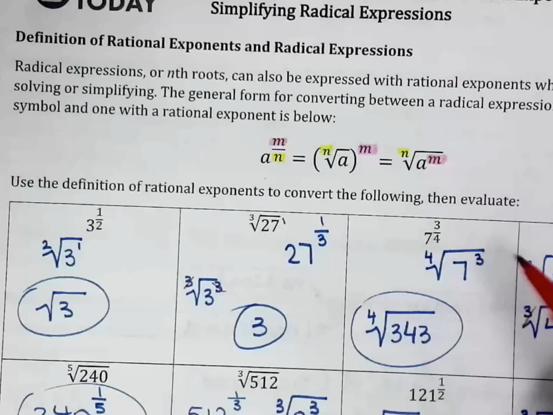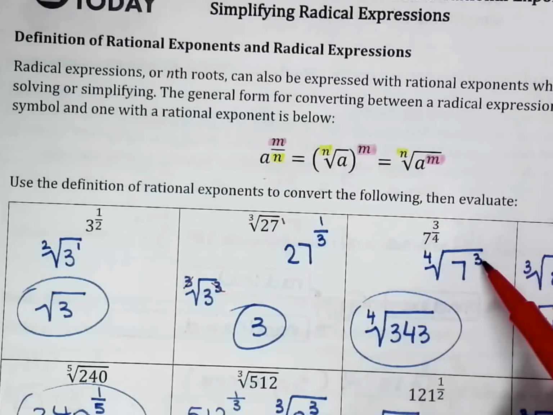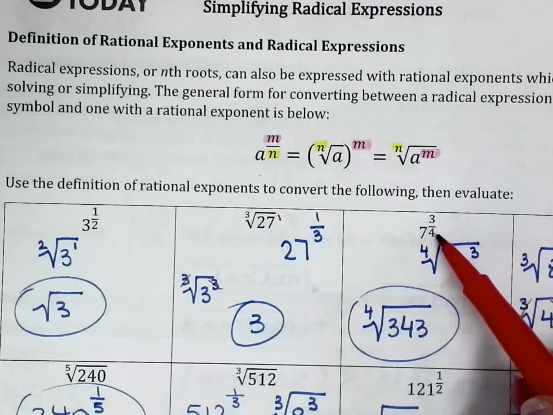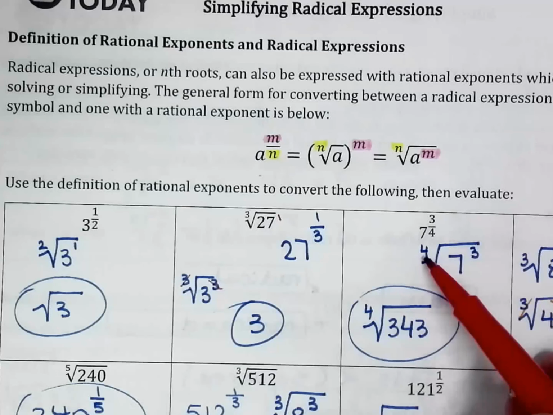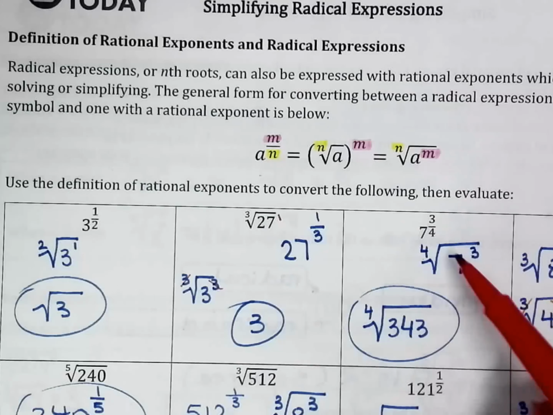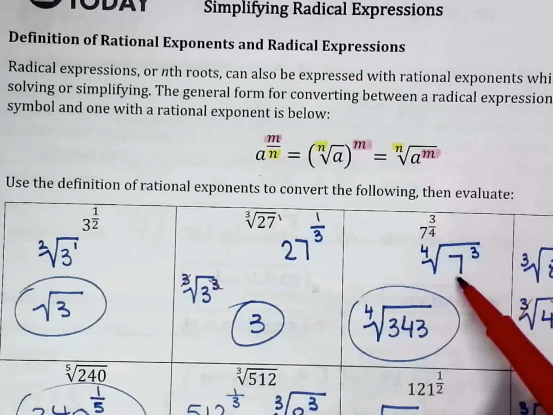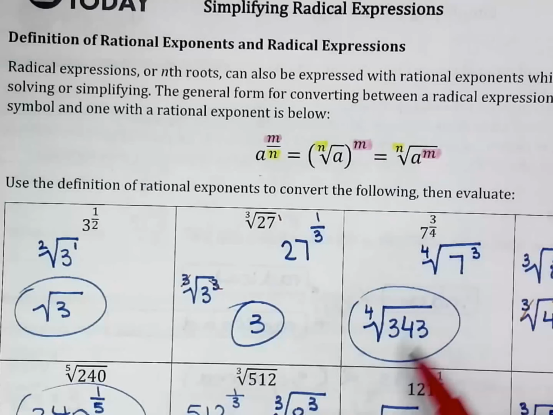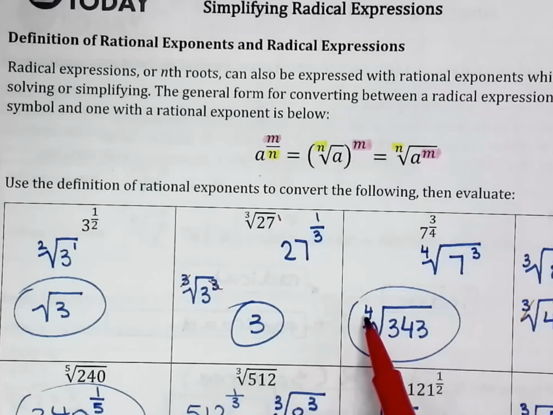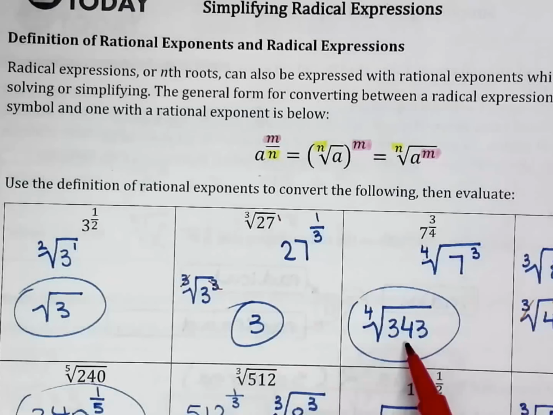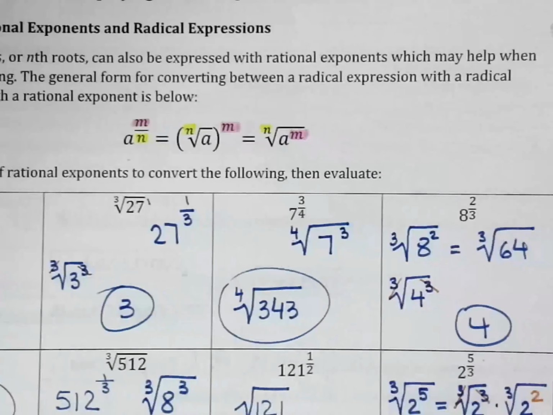On the next one, we're going to rewrite. The numerator is the exponent. The denominator is the index. The base is always the base, 7, with the radicand. So 7 cubed is 343, fourth root of 343.